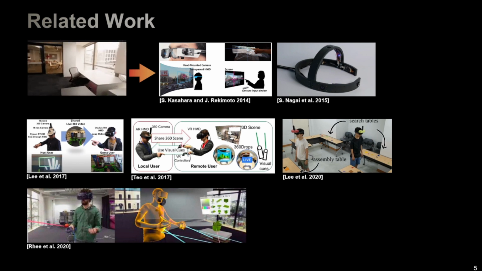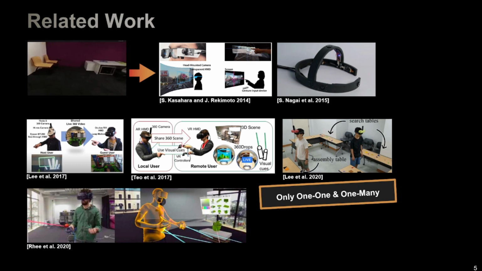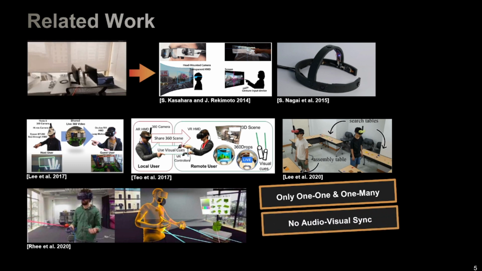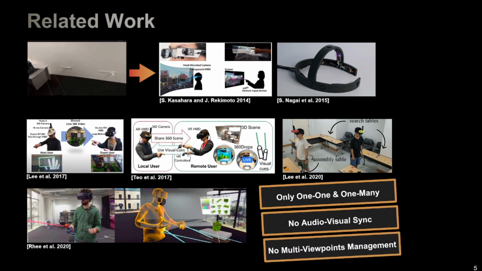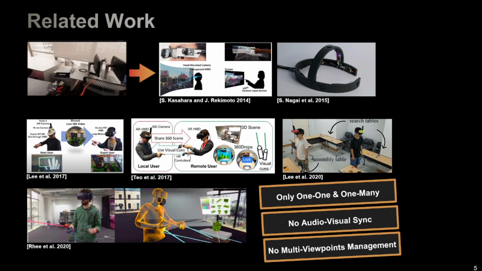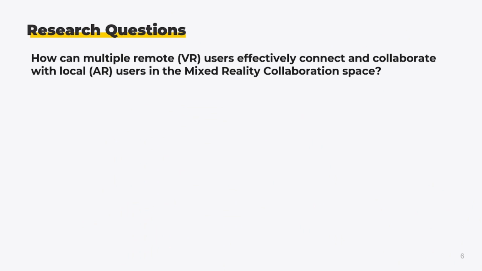However, there hasn't been a lot of work that addresses multi-user asymmetric collaboration, as they primarily focused on one-to-one and one-to-many. Also, lack of audio-visual sync and multiple viewpoint management. Especially for multi-user collaboration, data size increases the overall latency, which affects the communication and collaboration. Considering that, I formulated my research question. How can multiple remote users effectively connect and collaborate with local users in the mixed reality collaboration space?